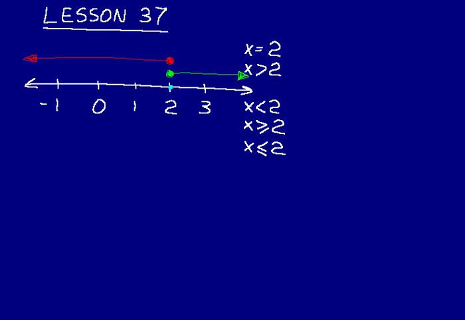So the blue dot is basically a graphical expression of the equality x equals 2. The green and the red arrows are solution sets. There's a whole set of numbers that are included in those inequalities. And that's where a number line comes in handy, because we can express visually what the solution set looks like and what it includes.